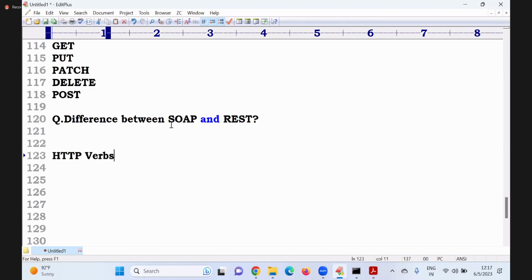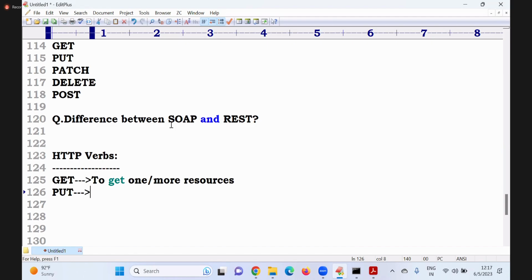Now, whatever HTTP verbs are there. First, I'm telling the commands, what it is. Get. What is the purpose of get? To get one or more resources. Next one, put. What is the purpose? To create a, sorry, put, sorry. I missed one. What is it?